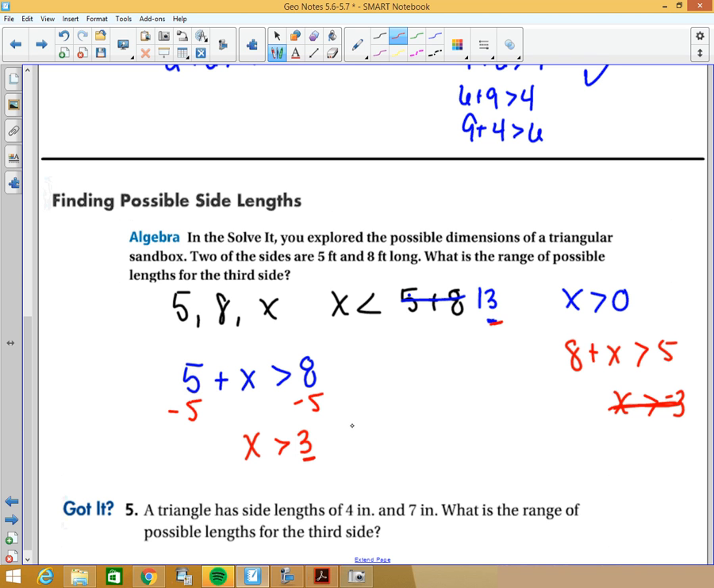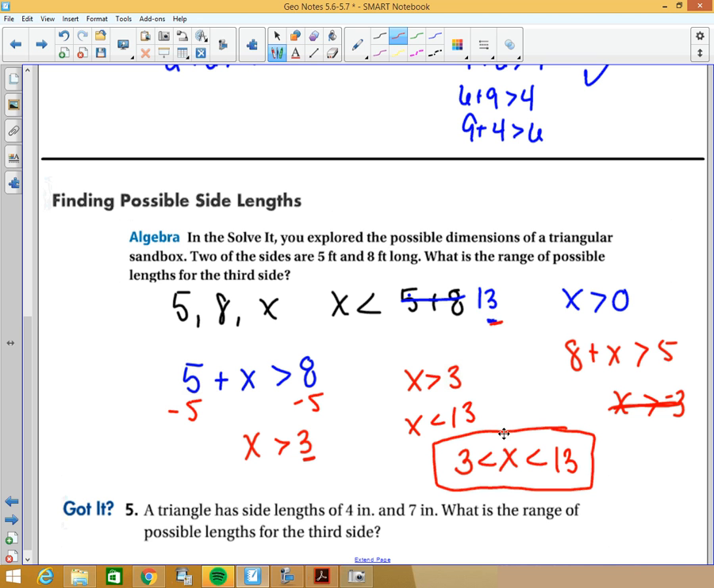Now, watch how you write it as a compound inequality. Do you remember how to do that? I say x has to be greater than 3 and x has to be less than 13. If I write that with x in the middle, we say 3 is less than x, which is less than 13. Just remember which side the alligator's eating.